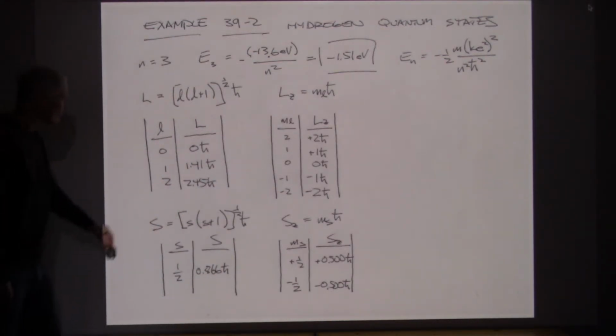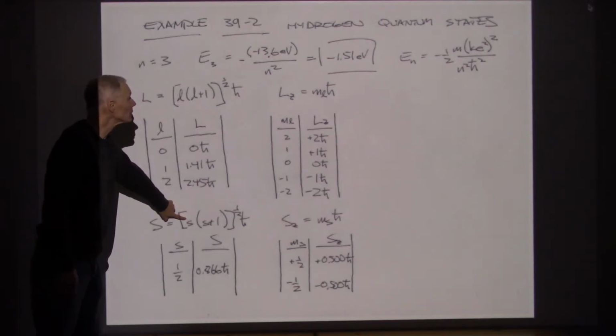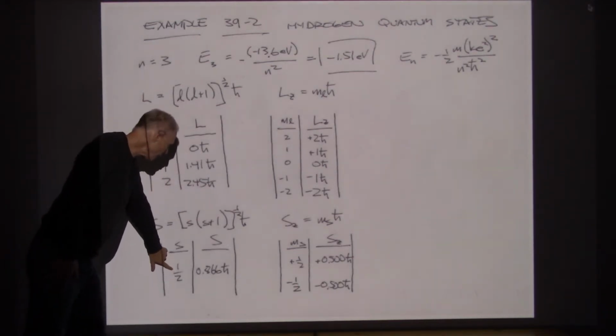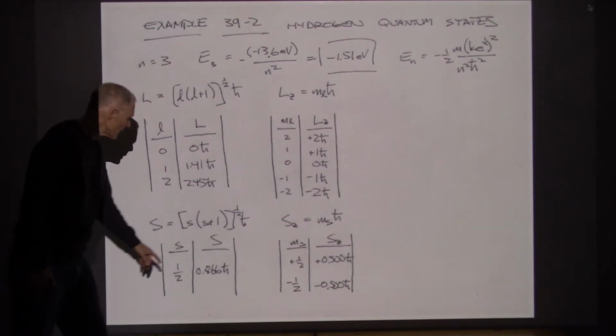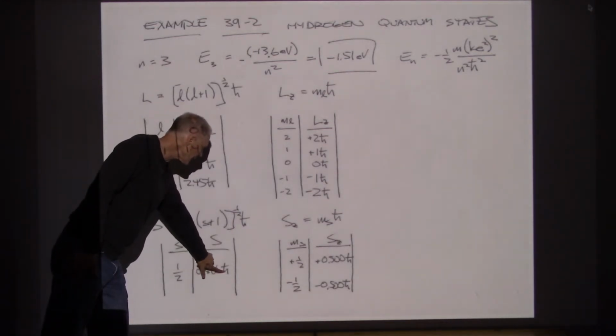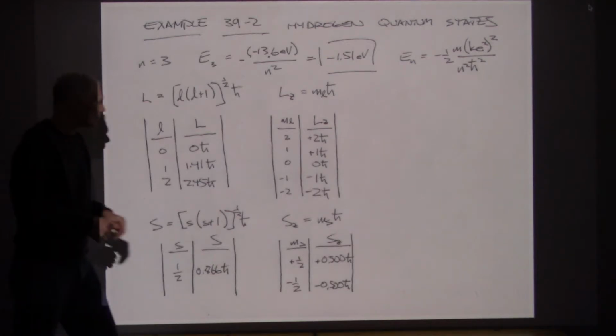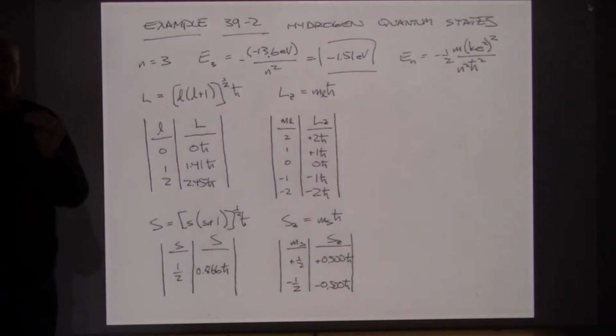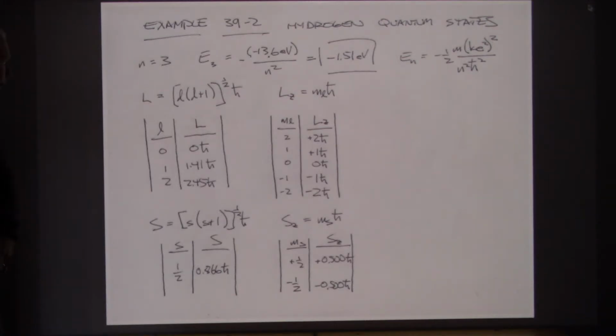And then spin works the very same way. We can plug in 1/2. Every electron has a value of 1/2. Plugged into that formula gives us 0.866 h bar total, and then the spin up or spin down orientation along one of the axes will be plus or minus 1/2.